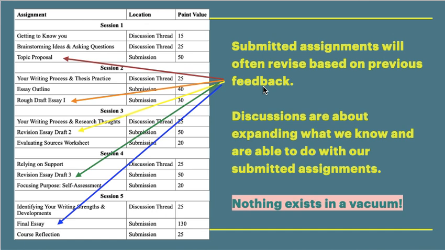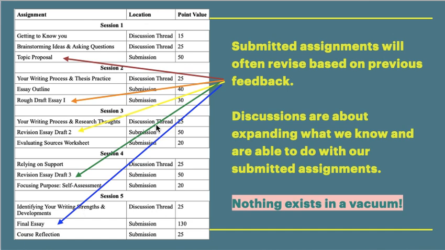Submitted assignments are often about revisions. So we also want to think about them as not existing in a vacuum. So when we're looking at our topic proposal here in session 1, that is going to be an idea of what we want to write our paper about. And it becomes our rough draft 1, which becomes our rough draft 2, 3, and our final paper. So as we're looking at all of those submitted assignments, they aren't changing and altering in terms of a new topic or totally new things. Instead, we are editing and revising and working on growing an idea.